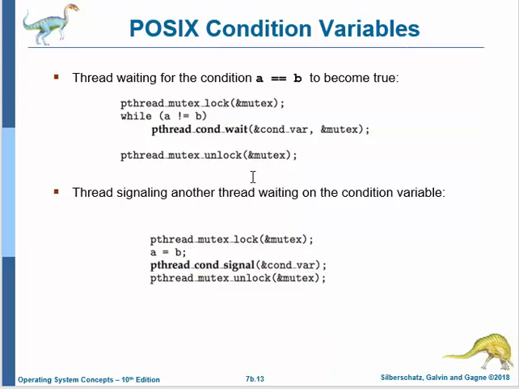The mutex lock associated with the condition variable must be locked before the pthread_cond_wait function is called, since it is used to protect the data in the conditional clause from a possible race condition. Once this lock is acquired, the thread can check the condition. But if the condition is not true, the thread then invokes pthread_cond_wait, passing the mutex lock and the condition variable as parameters.